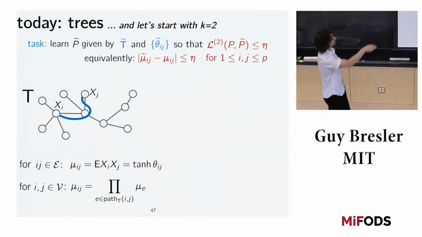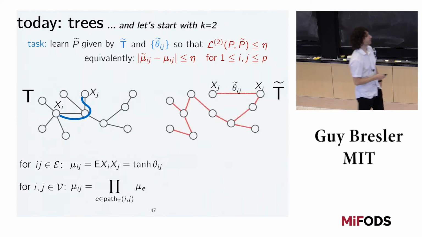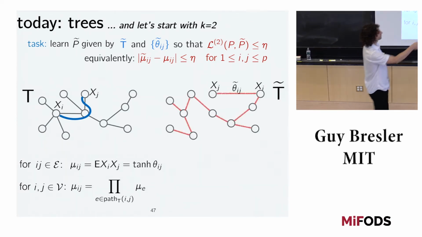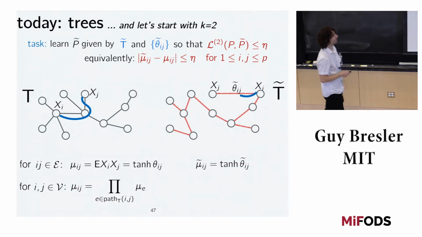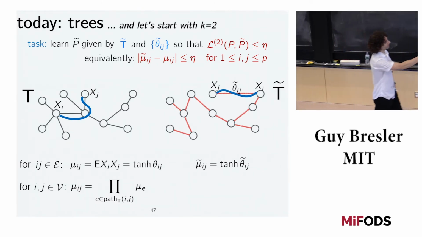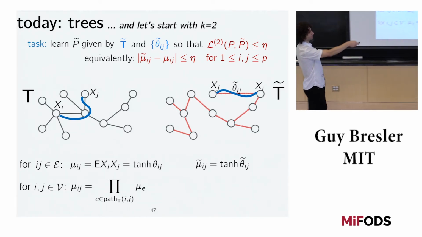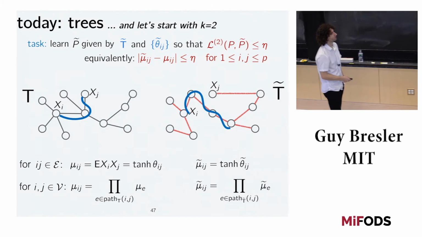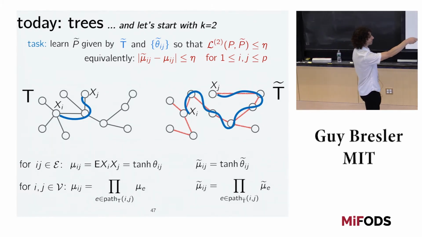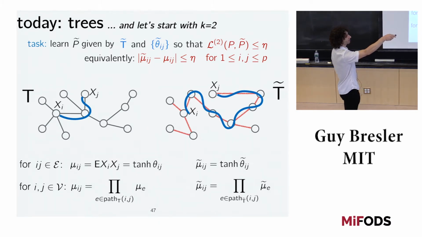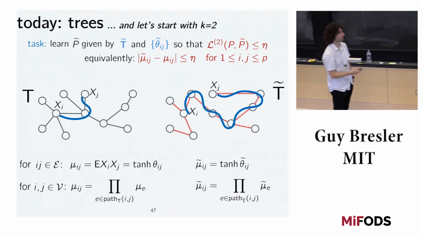Now, this is somehow the model that is the true one that's generating the samples, and we're going to estimate some other model with some parameters theta ij tilde that we chose. Now, the correlation across the edge in our learned model is just as here. It's the hyperbolic tangent. And the correlation across to other variables is, again, just as here. It's the product along the path in the learned model of the correlations in the learned model.